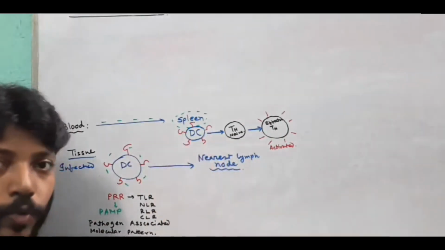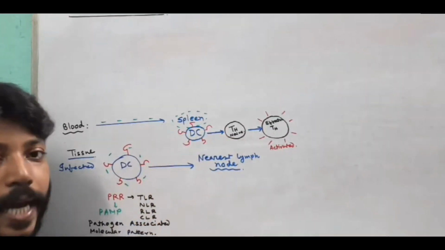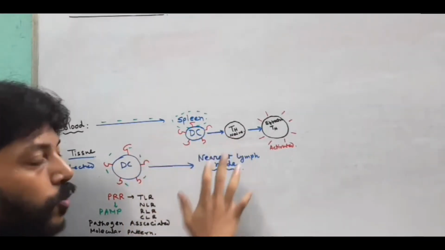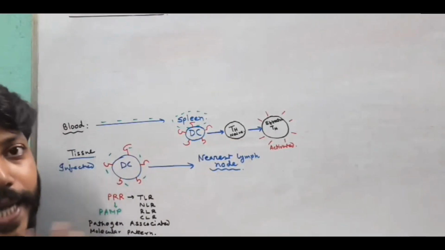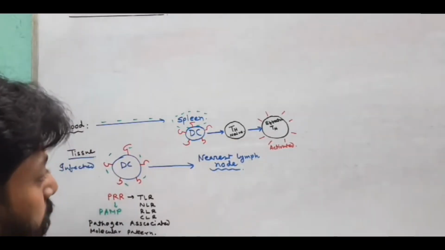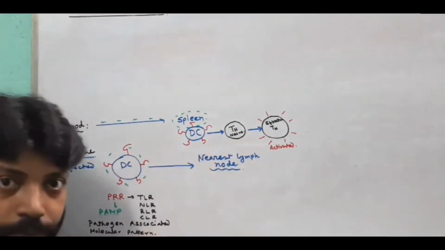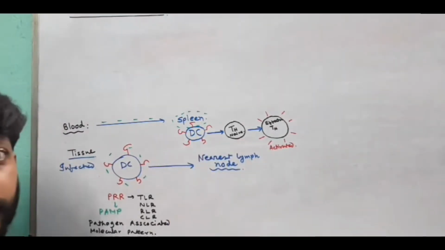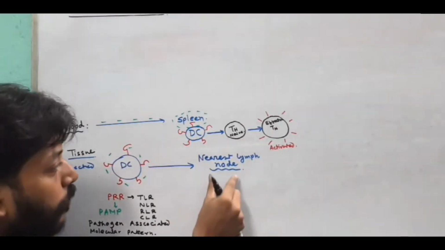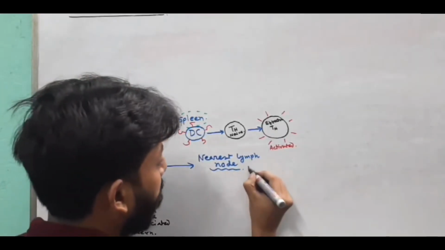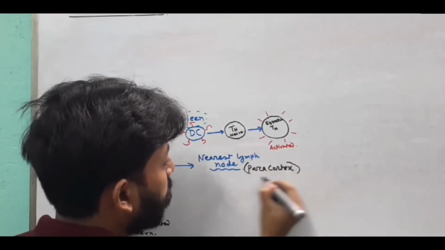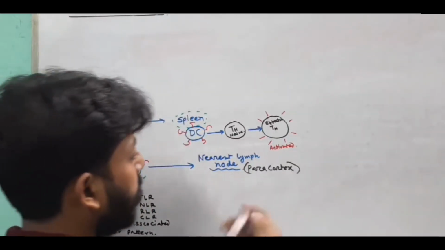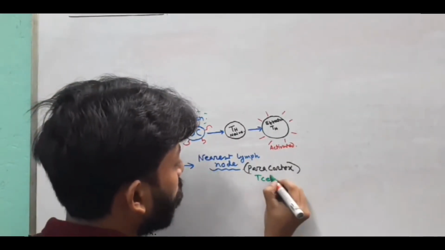I am not going into details of how dendritic cells activate naive T cells, because I have made a separate video in which I discussed how dendritic cells activate naive cells. Here I want to mention that the place where the dendritic cell and the TH naive cells interact, in the case of the lymph node, is called the paracortex. This paracortex is the T cell zone, where T cells reside.